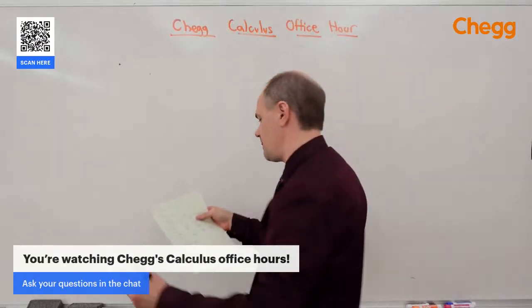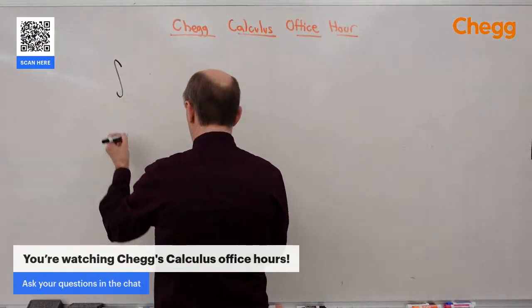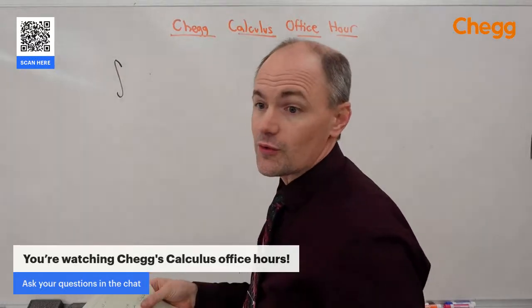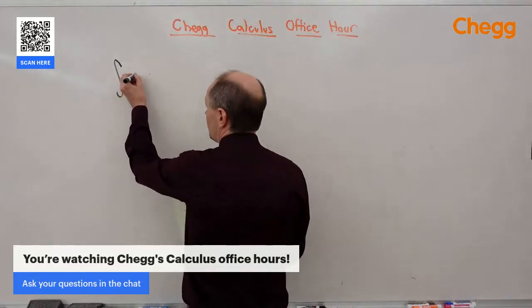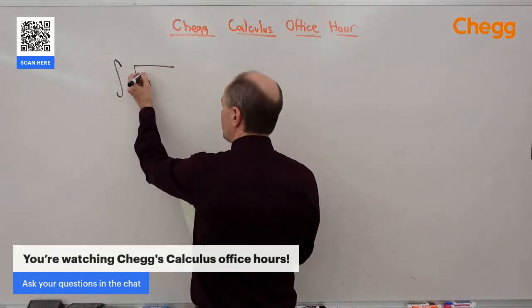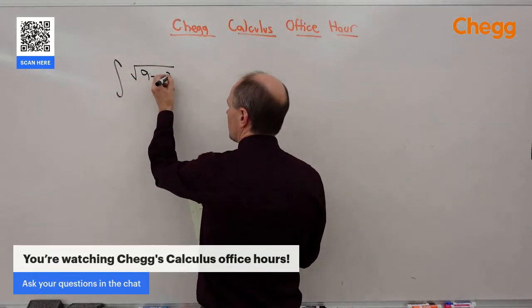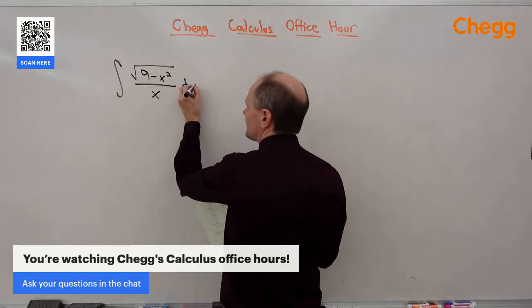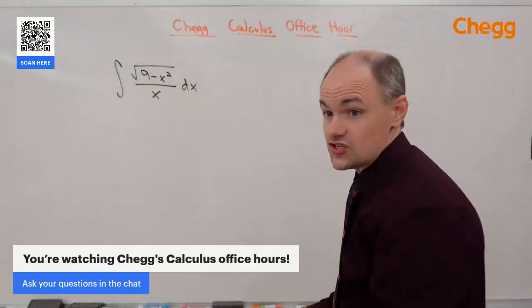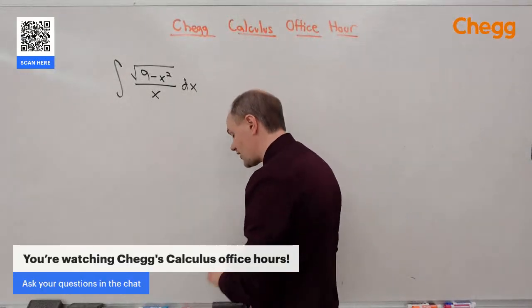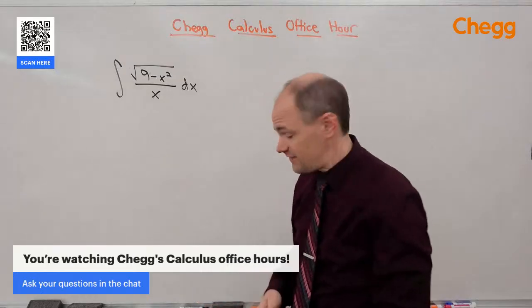Let's do the integral. I'm going to break the rules a little bit. You wanted the square root in the bottom. It doesn't actually matter where the square root is. So I'm going to put the square root on the top this time and do the square root of 9 minus x squared over x dx, because this trig substitution is a little bit more involved than the one that we just did, but it's going to have a lot of the same nice benefits.